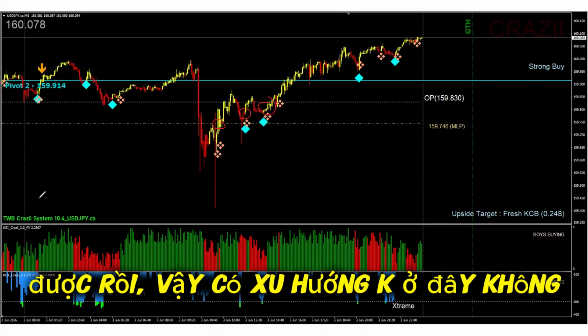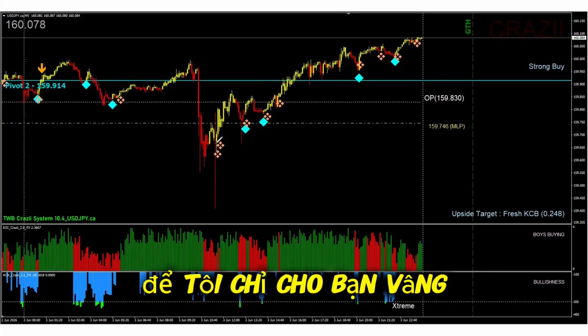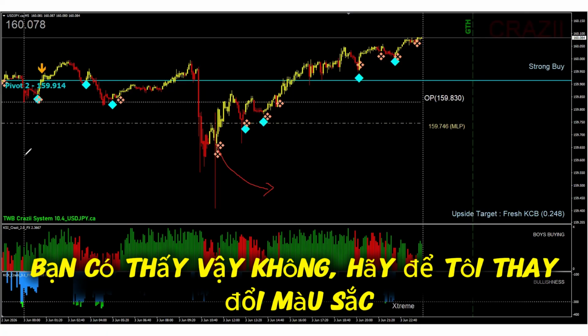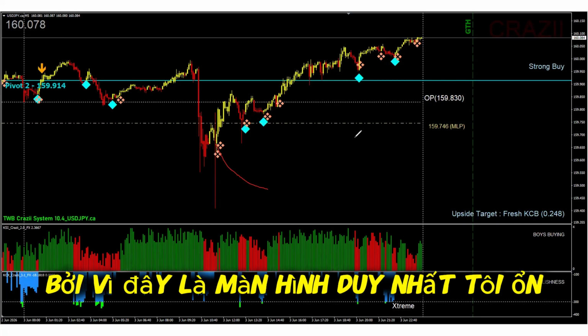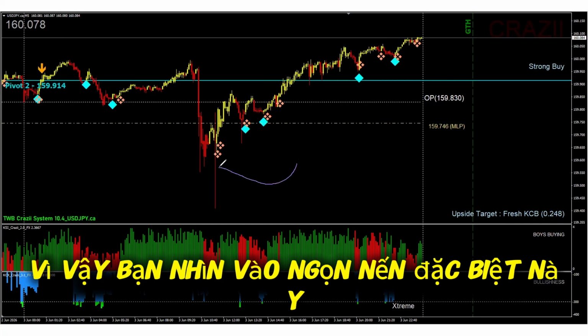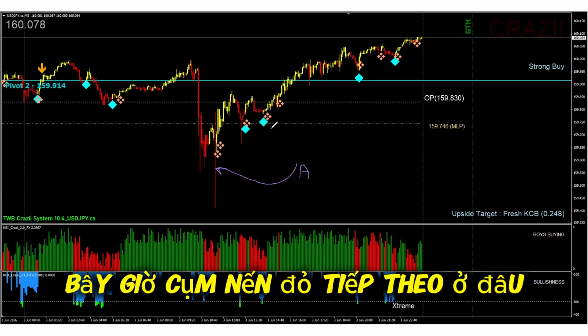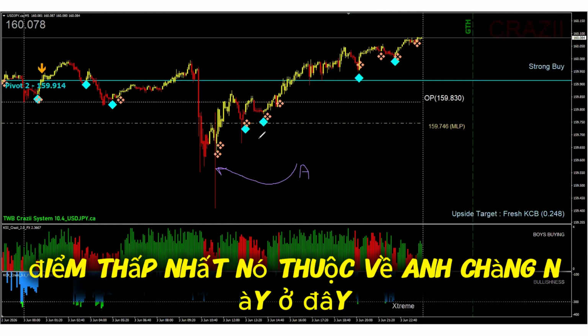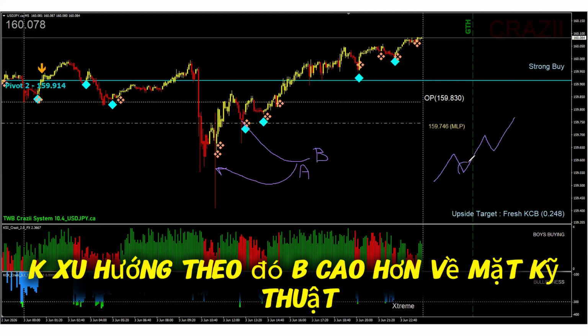Okay, is there a K trend here? Of course, there's a K trend here. If you take notice, you understand this. Let me show you. Now, this particular red candle, do you see that? Let me change the color. Everyone take a look. I cannot go bigger because this is the only screen I have. You look at this particular candle, we call it A. The closing price is like a doji. Now, where is the next red candle cluster's lowest point? It belongs to this one here, that is B. So A and B are part of an uptrend K trend, whereby B is technically higher than A.